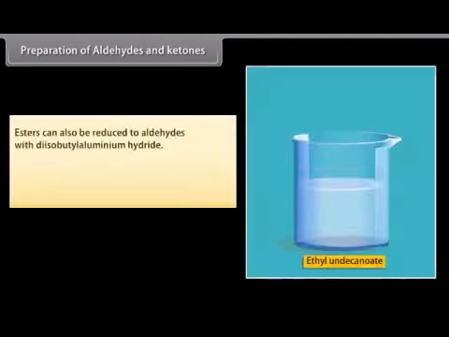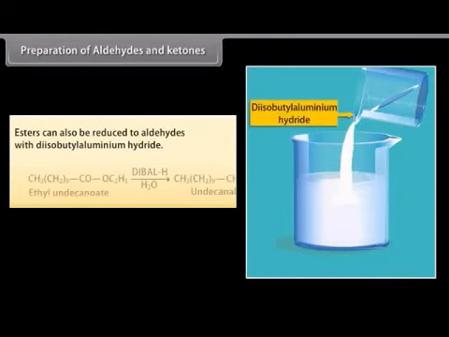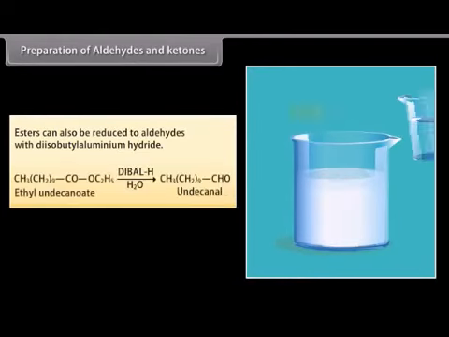Esters can also be reduced to aldehydes with diisobutyl aluminium hydride.